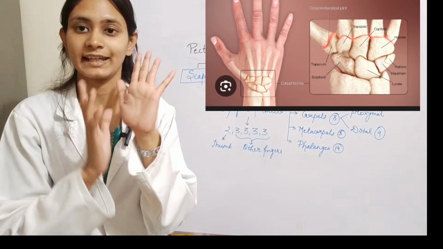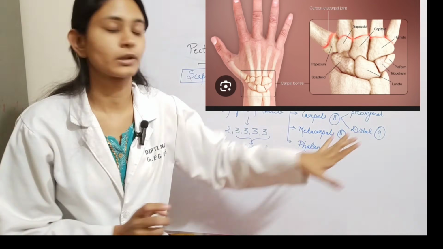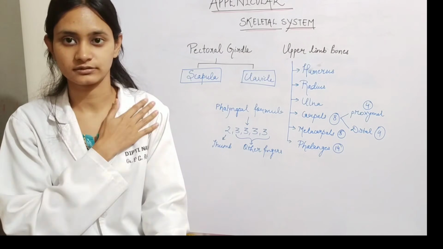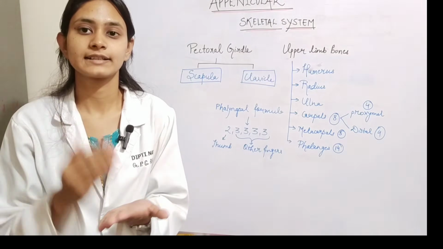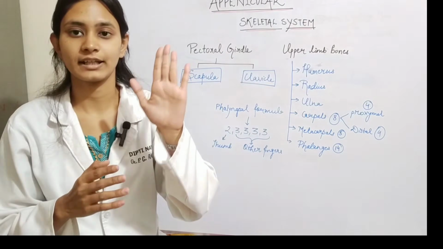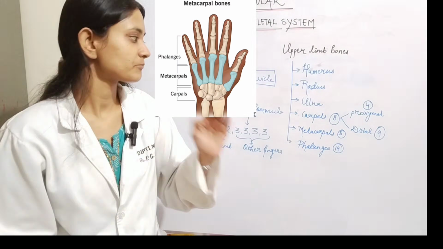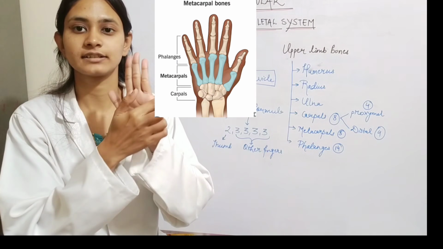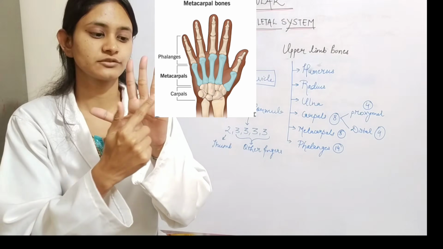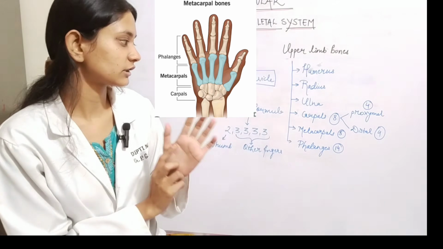Carpals are 8 in number in our hand, 4 proximal and 4 distal. Proximal here means closer to your body, to the medial side of your body, and distal means away from your body. So there are 8 carpals in your hand, 4 proximal and 4 distal. And 5 metacarpals are here. We always start counting from here: 1, 2, 3, 4, 5. 5 metacarpals are present, one in each finger of your hand, including the thumb.